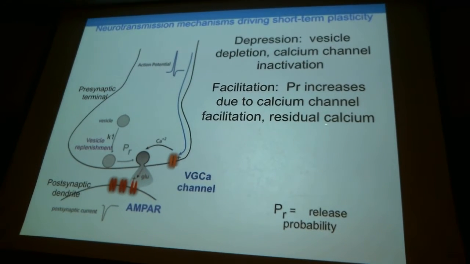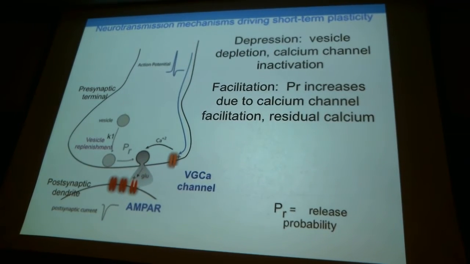And the reason the residual calcium is so important is because every one of these vesicles has a release probability. Okay? So I want you to remember this term, release probability, or probability of release. Those vesicles are sitting there, and they're what we call stochastic. When you have a calcium influx, they may or may not release. And the likelihood of their release is what we call release probability.